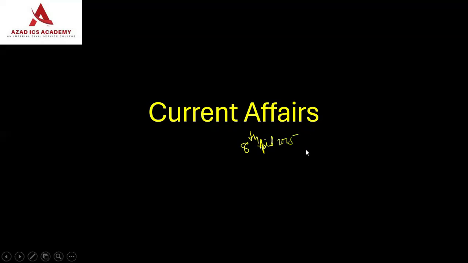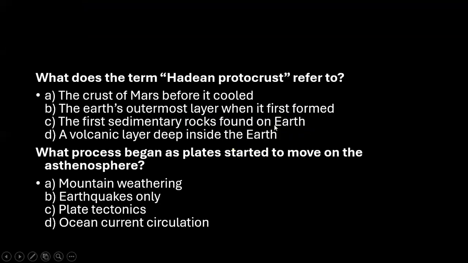So let us see. Before we start with this, we'll see the questions that we discussed yesterday. What does the term Hadean protocrust refer to? We had discussed that this means the Earth's crust, so anything that is related to Earth. You can see these two options have Earth. Even this has Earth. This is not right because it's the inside layer. So the Earth's outermost layer, when it was first formed, is known as Hadean protocrust, right? So this is the right answer.